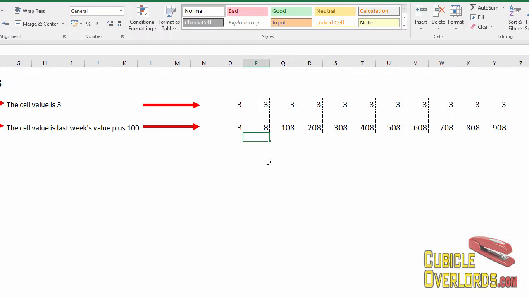Now I can also create formulas with static values. I don't necessarily have to reference other cells. For example, I could change this formula to be equal to 5 plus 5 plus 5. And Excel calculates 15. It's true that this value isn't going to change. I can copy the formula to other cells and nothing's going to change, but it's still a formula in Excel.